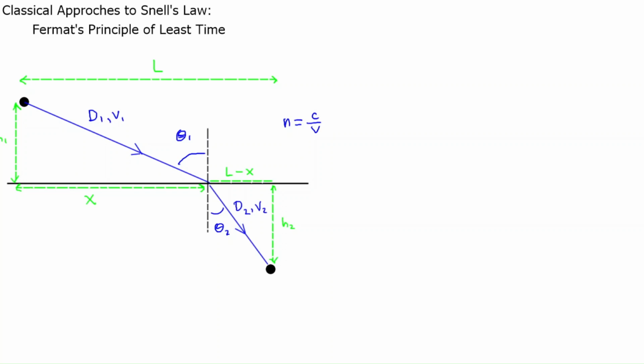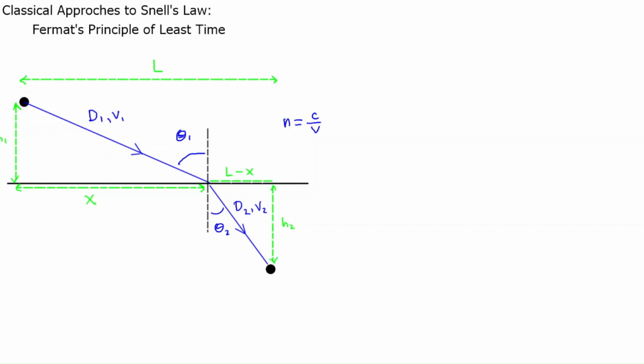Recently I made a video about Snell's law using wave properties. This time, let's completely ignore the fact that light is a wave, or whatever it is we're talking about, and use something called Fermat's principle of least time.